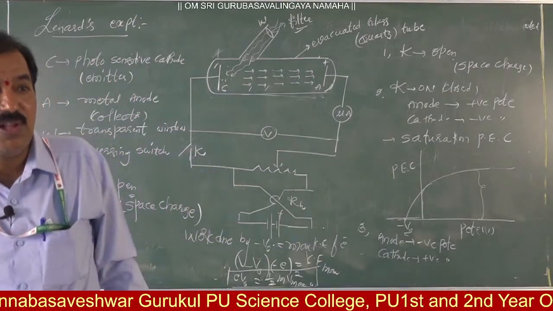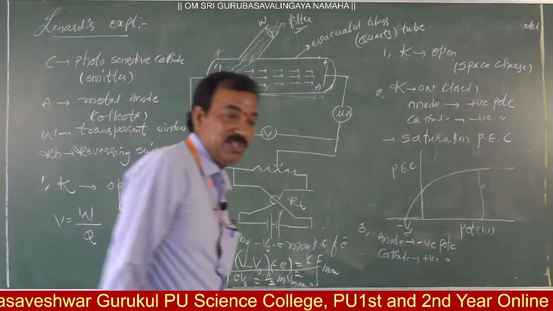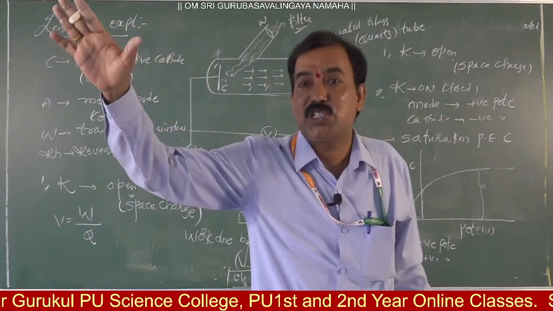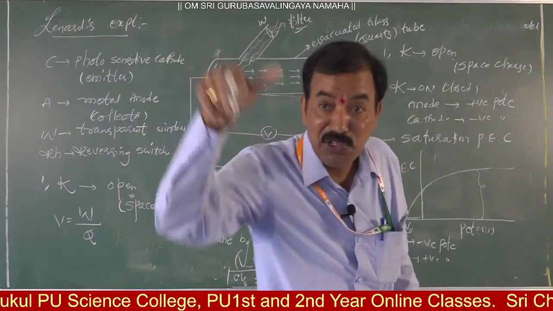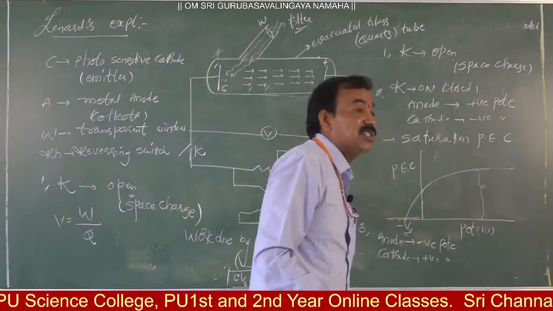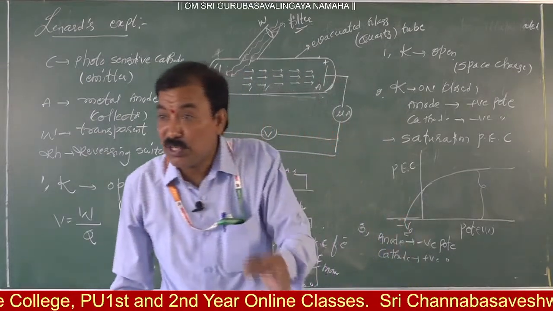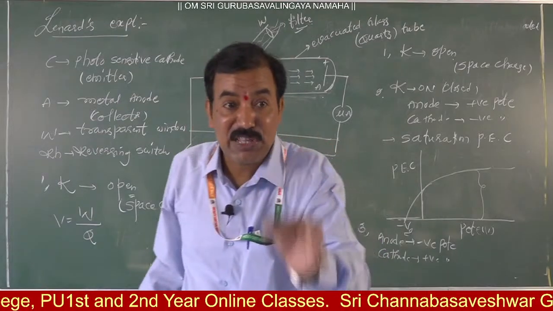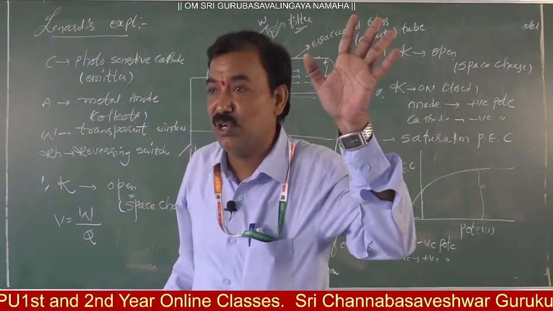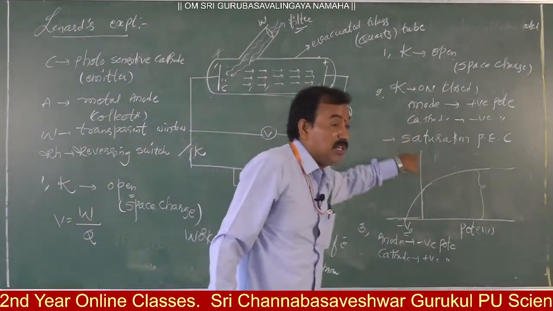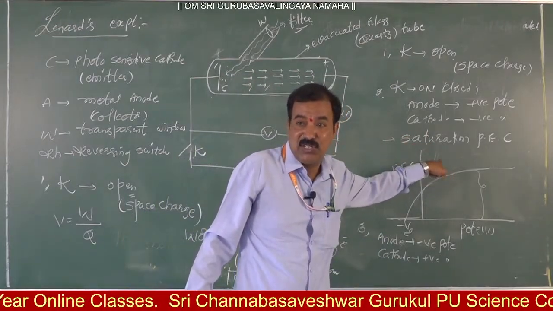Clear this one? Again, sometimes the photoelectric current becomes maximum. So even though the anode potential is increased, the photo current becomes maximum. This type of current is nothing but the saturation photoelectric current, saturation, okay?